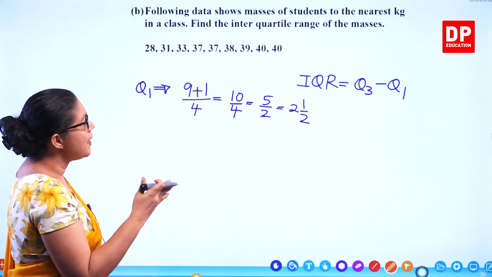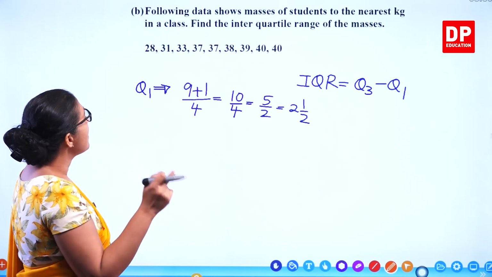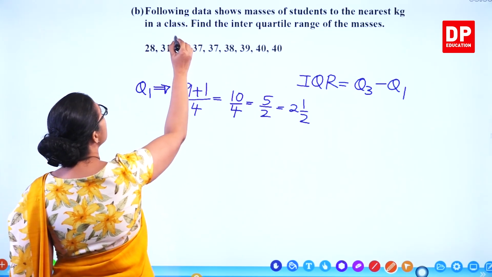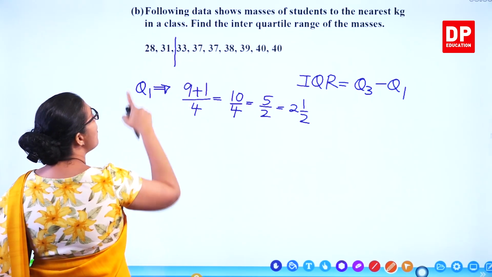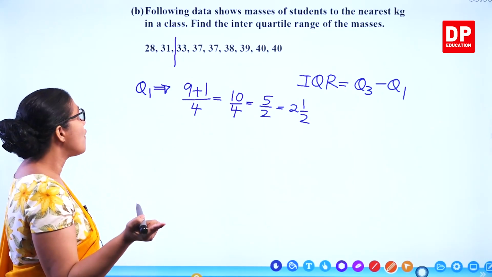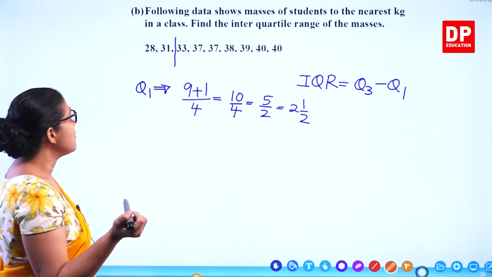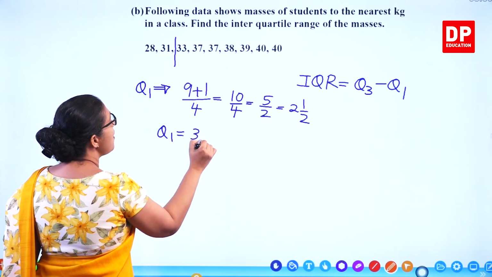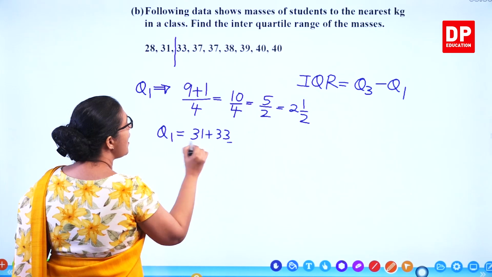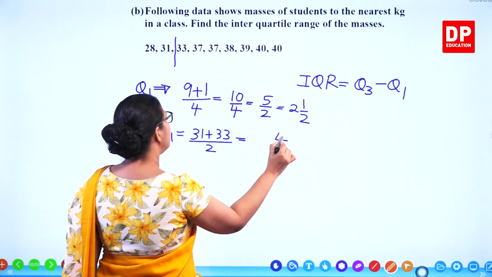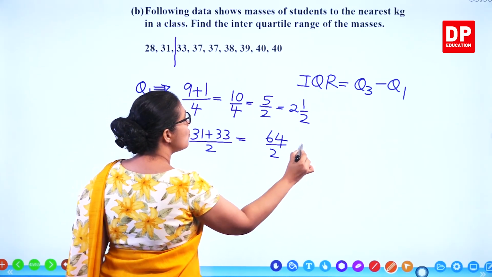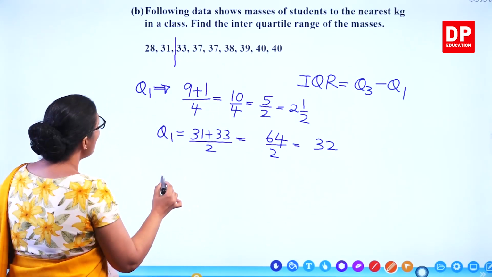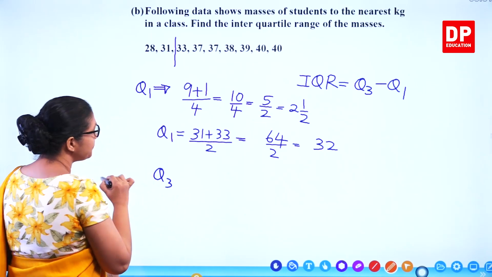So 2.5 means this is in between 2 and 3. Exactly in the middle of the second one and the third one. So 1, 2. So second one and third one, midpoint we have to take. So how do you find the midpoint? Add them and then divide by 2. So Q1 becomes 31 plus 33 divided by 2. So what's the value? 64 divided by 2, 32. That's the first quartile.